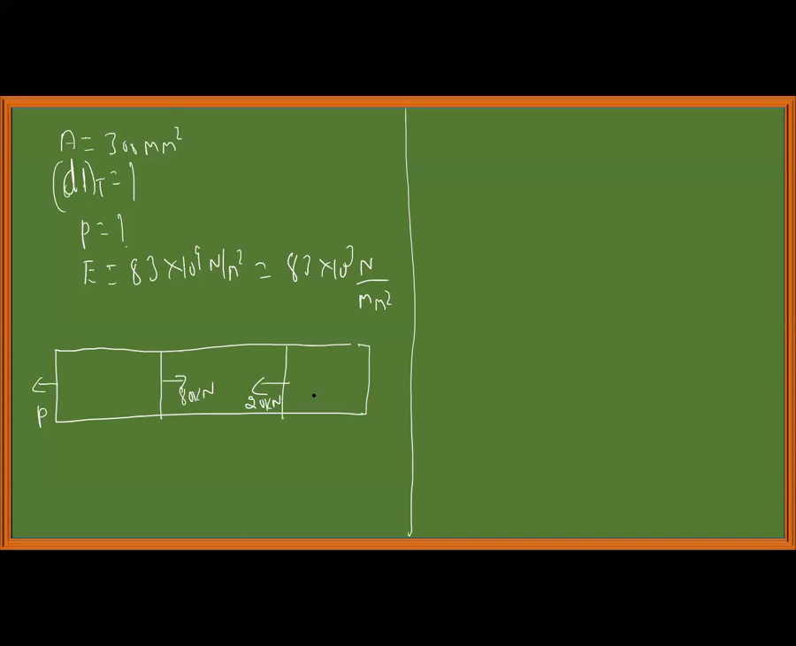Twenty kilonewton, 10 kilonewton. It's continuous. A, B, C, D. 500.